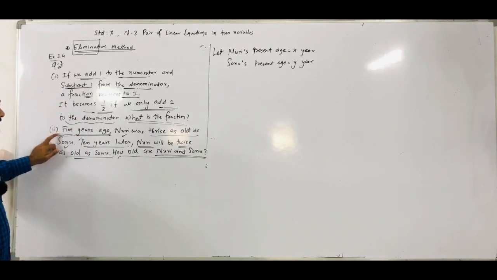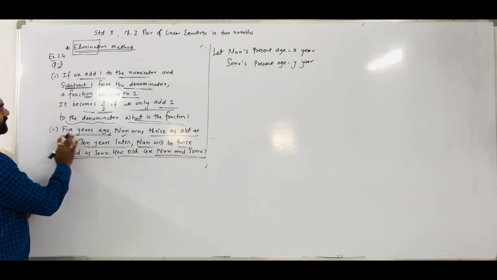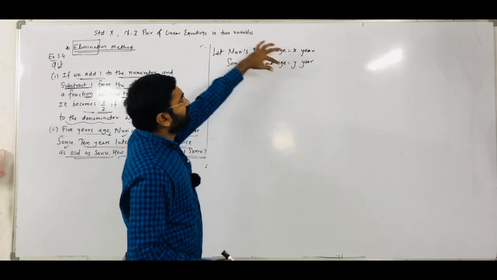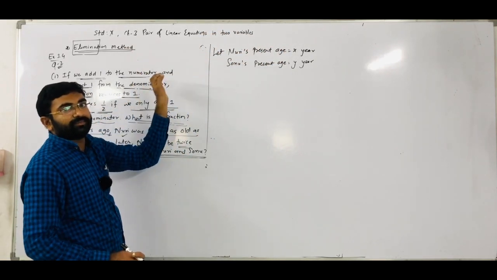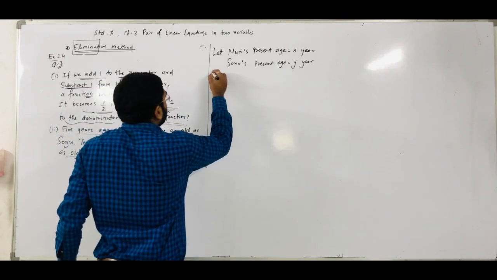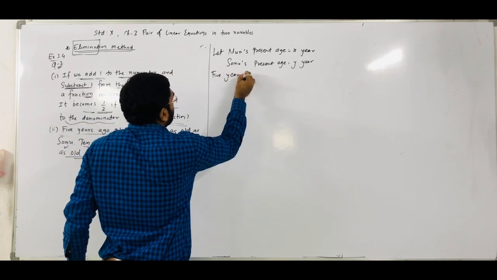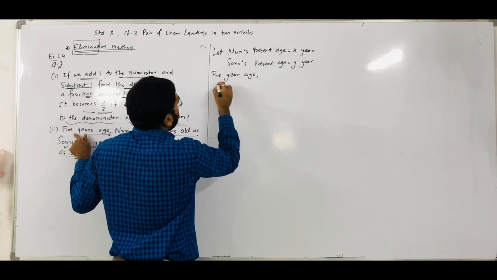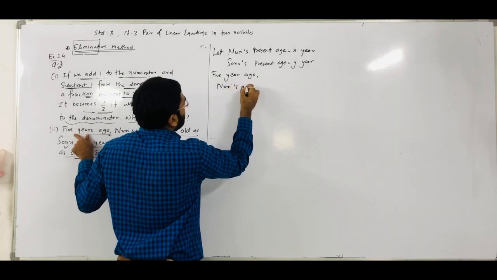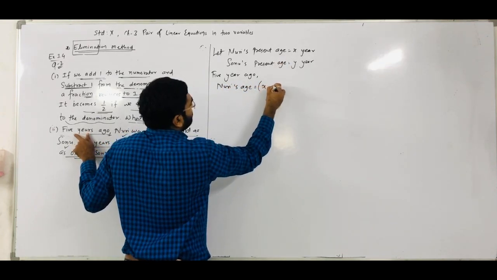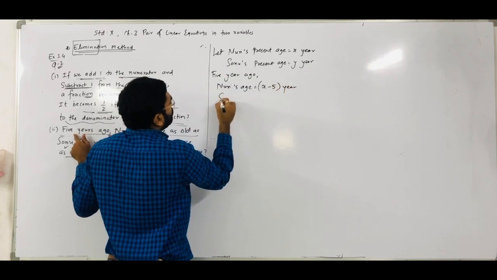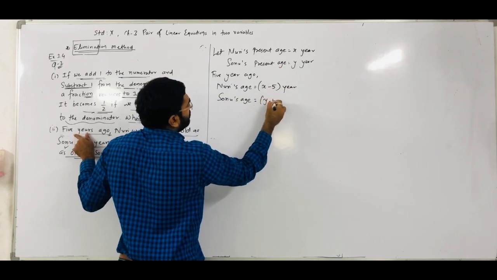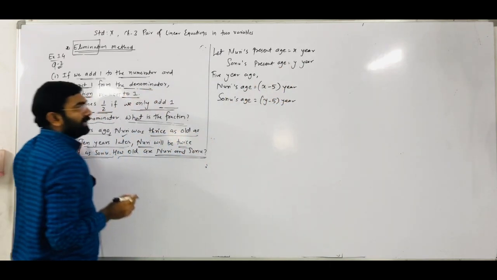First of all, read the first statement. In the first statement they give the condition about 5 years ago. Right now the present ages are x and y, so 5 years ago both persons' ages will be x minus 5 and y minus 5. So for the first condition, 5 years ago, Nuri's age was x minus 5 years, and Sonu's present age is y, so 5 years ago it was y minus 5 years.